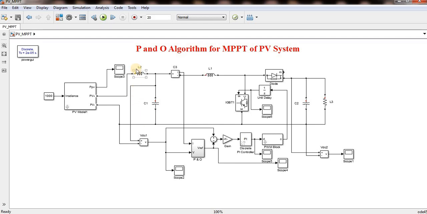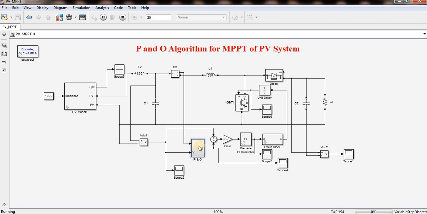This is the simple LC filter, to maintain the constant voltage. And this is the inductor for the boost converter, this is the switch, and this is a simple capacitor at the output to maintain the constant voltage as the output. Meanwhile, I will run the system.